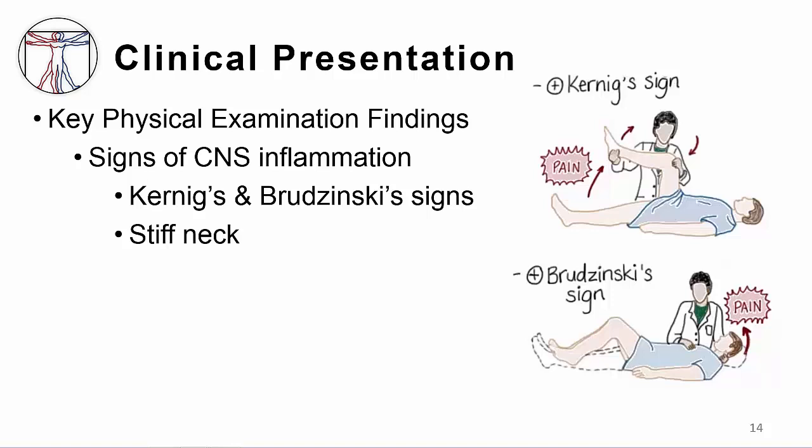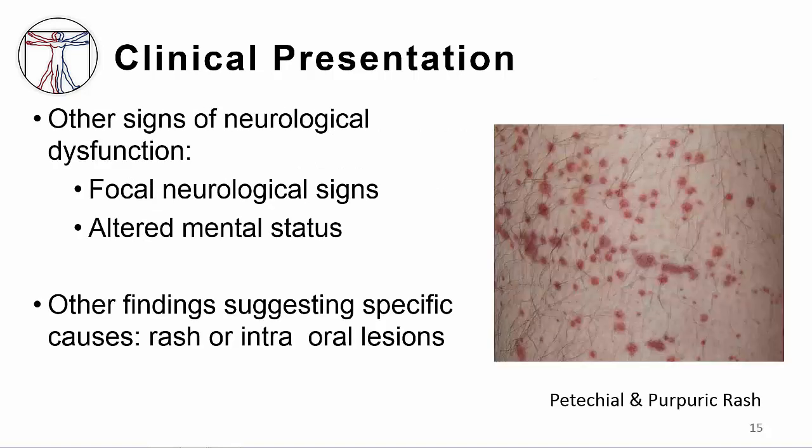You can see that when you have the patient on their back and they extend their knee, they will have pain in their back. In addition, if you have the patient on their back and you flex their neck, they will involuntarily move their knees due to the pain. These are the Koenig's and Brudzinski signs, and they were first described with advanced TB meningitis.